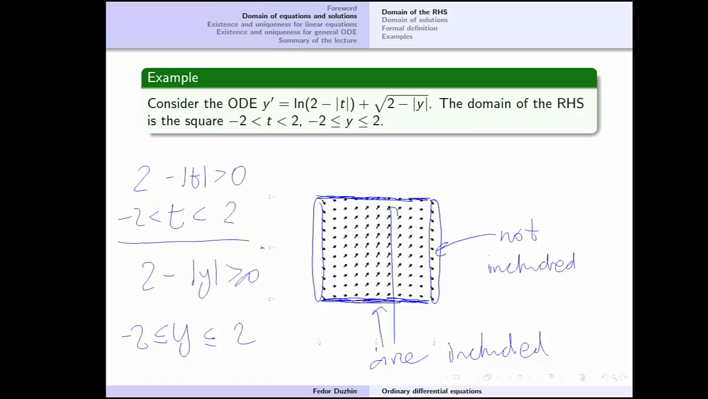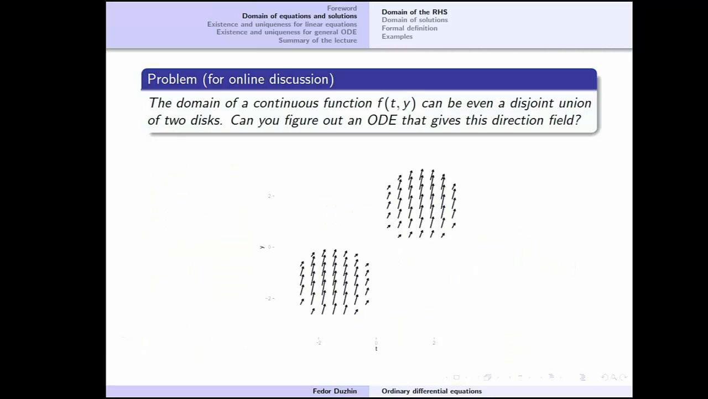Alright, let me continue with the next example. So that's a question for you. Please invent a continuous function so that its domain is the disjoint union of two disks. So that's a nice little challenge for you.